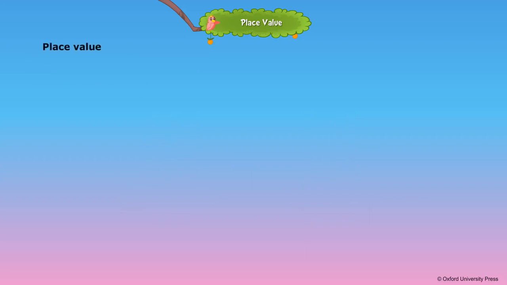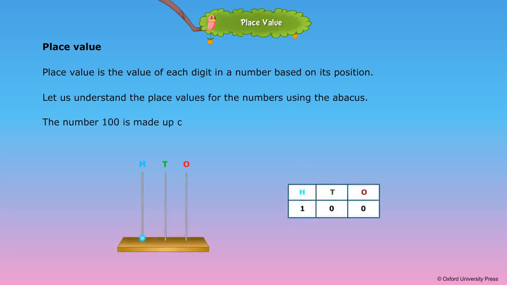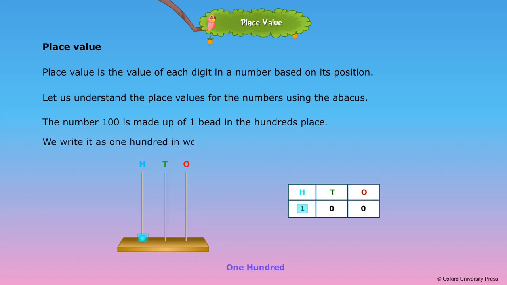Place value. Place value is the value of each digit in a number based on its position. Let us understand the place values for the numbers using the abacus. The number 100 is made up of one bead in the hundreds place. We write it as 100 in words.